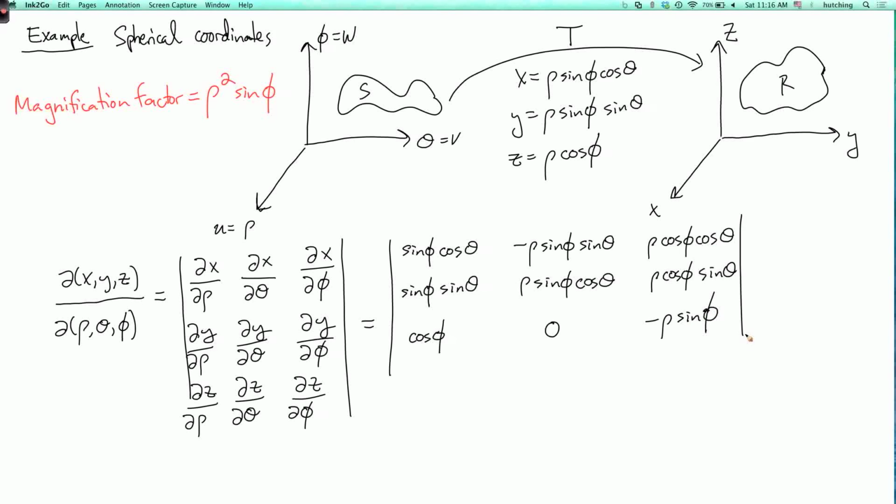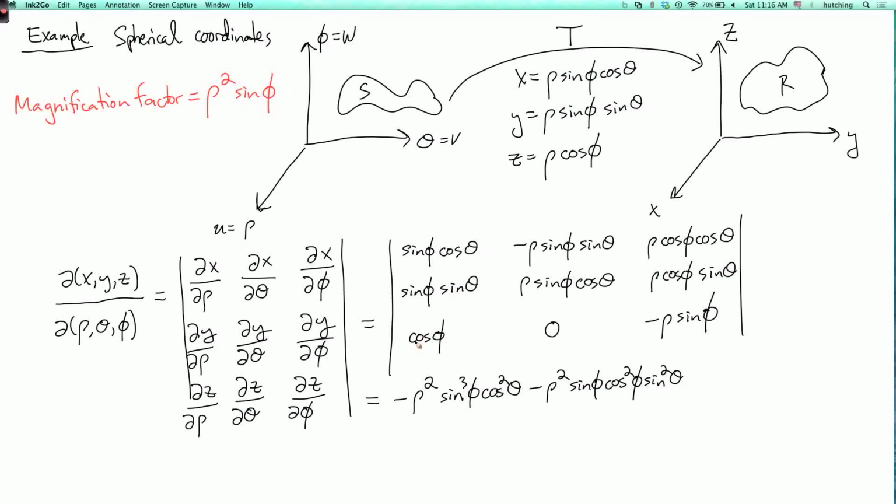Alright, so now I have to evaluate this determinant. So first I take the product of the diagonal here. So I have two rows, I have a minus sign, I have two rows. I have 3 sine phis, so I have sine cubed phi. And I have 2 cosine thetas, so cosine squared theta. Next I take the product of this times this times this, which is minus rho squared. Then I have a sine phi and 2 cosine phis, so I have sine phi cosine squared phi. And then I have 2 sine thetas.